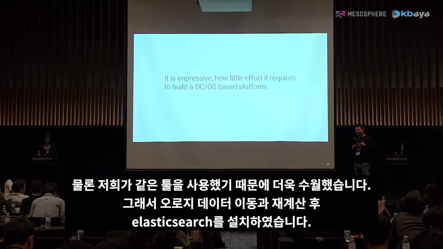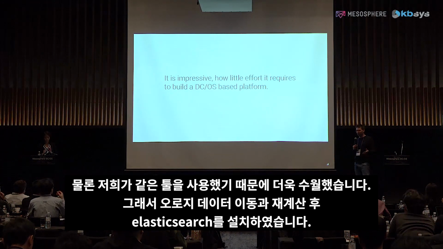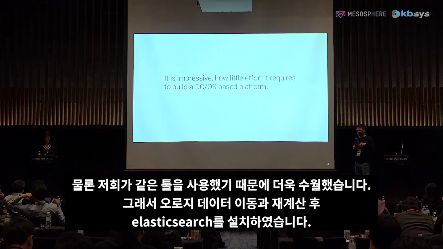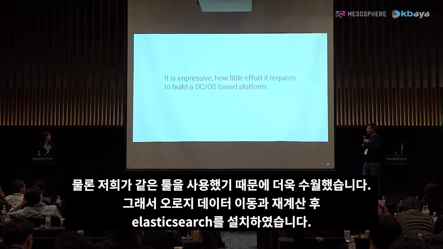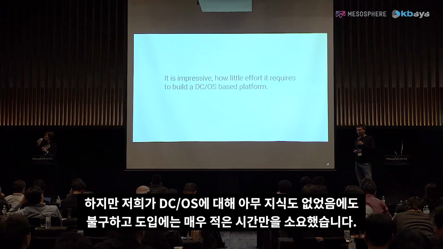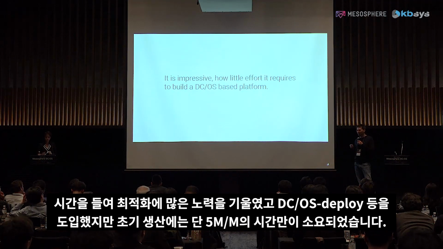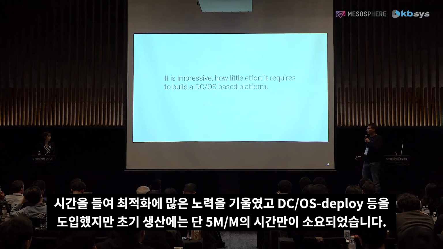And of course, it was easy for us because we kept using the same tools as before, so we only had to migrate the raw data and then recalculate everything and just set up Elasticsearch and so on in the same way as before. But still, we didn't know DC/OS before, and it took very, very little time to set up the whole thing. Over time we put in more effort and optimized things, introduced dcos deploy and other things, but really to go into production, it was about 5 person months.